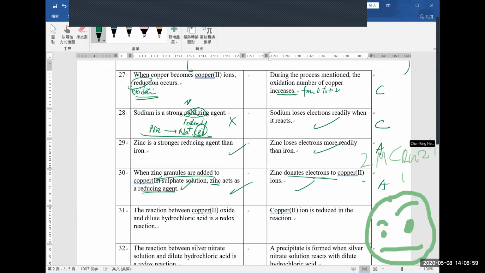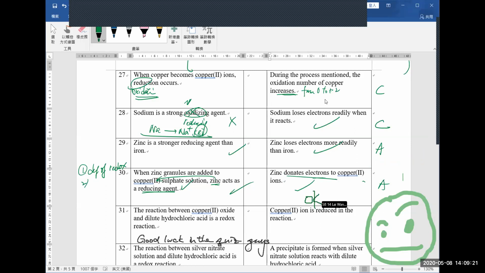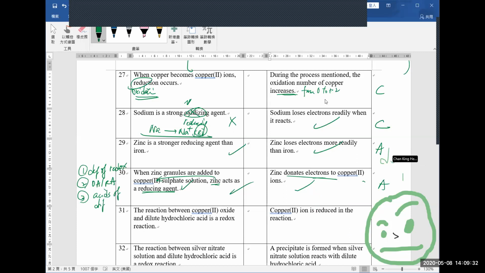Yes, we have got 36 MC for one level. So shall we have a very short recap of today's part, which is what you need to know. First of all, the definition of redox, right? Two, what is meant by OA, RA, right? And three, you may see some acids of different concentrations. They will have different properties. For example, nitric acid. If it is very dilute or concentrated, it's different. Sulfuric acid, dilute and concentrated, is different.